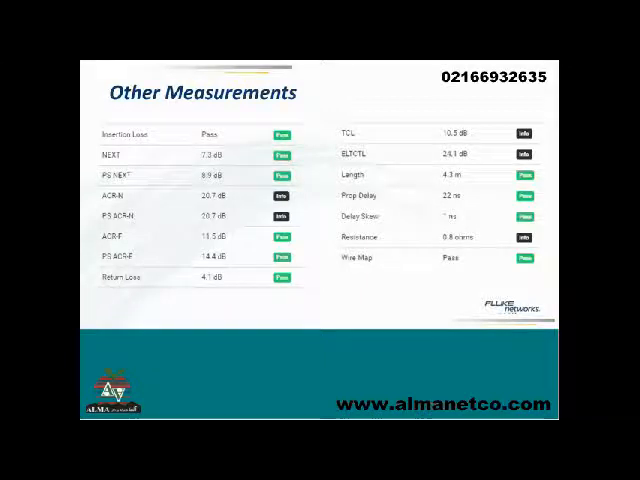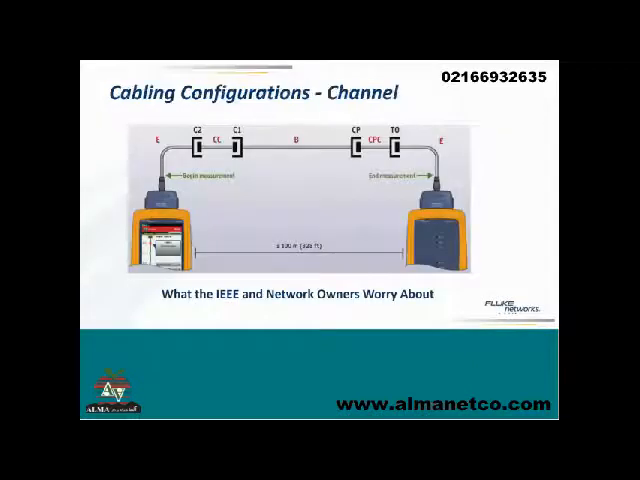And then there's a bunch of other ones, length and propagation delay and skew we talked about, resistance we talked about, wire map we talked about. Transverse conversion loss is one for the more advanced class. We'll skip over that right now. Just make sure your tester can check it and make sure it's okay. So those are all the measurements we got.